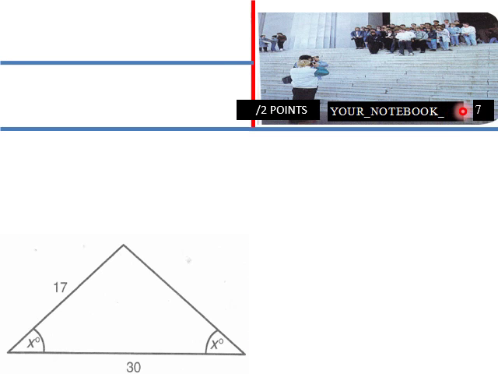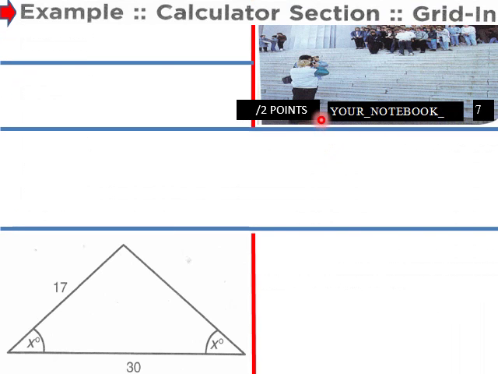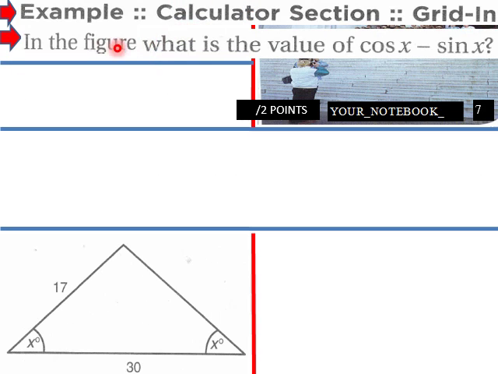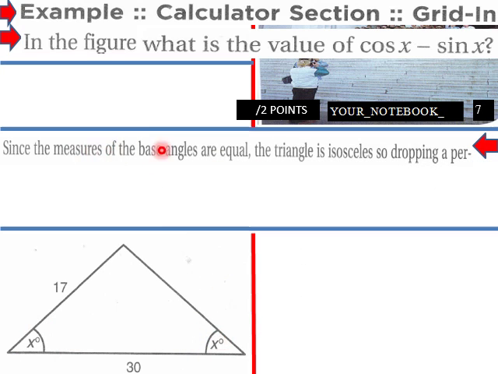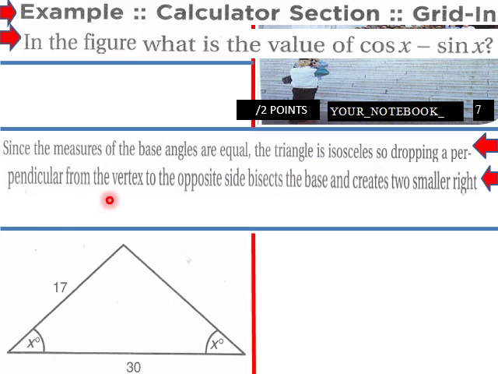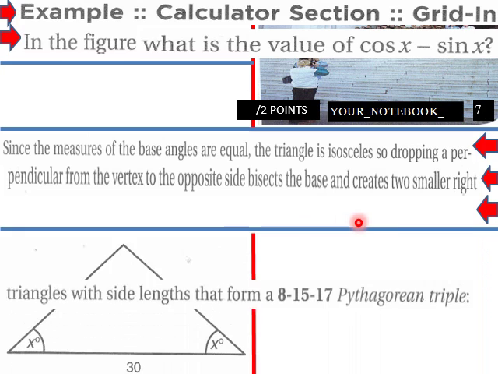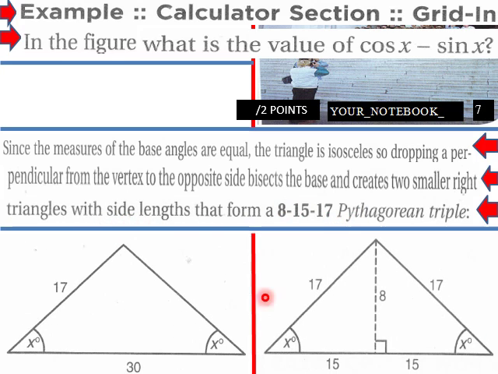Okay, so we have page 7 on this section here, example, a calc section, grid in. In a figure, what is the value of cosine x minus sine x here? So these two angles here are equivalent. Since the base angles are equal, the triangle is isosceles, so dropping a perpendicular from the vertex to the opposite side bisects the base and creates two smaller triangles with side lengths that form an 8, 15, 17 Pythagorean triple here.